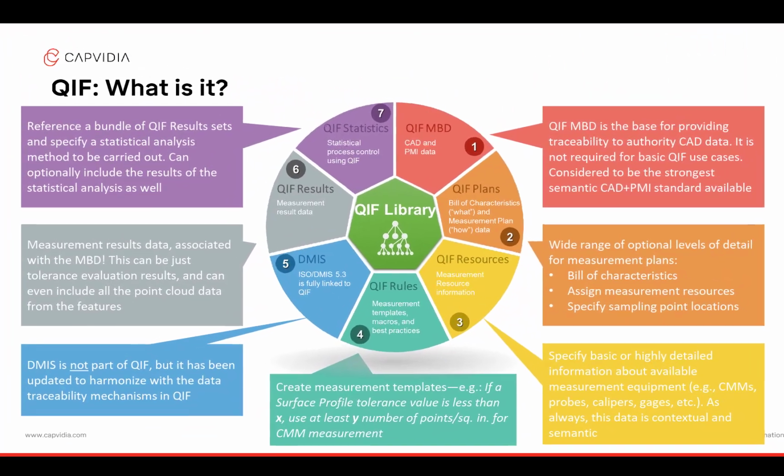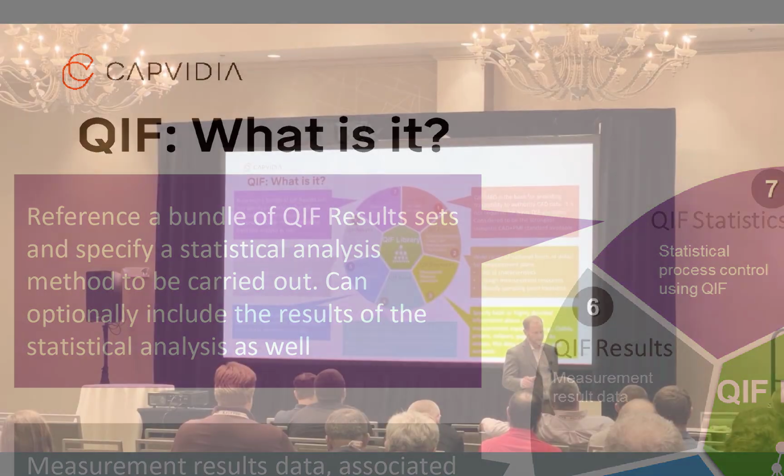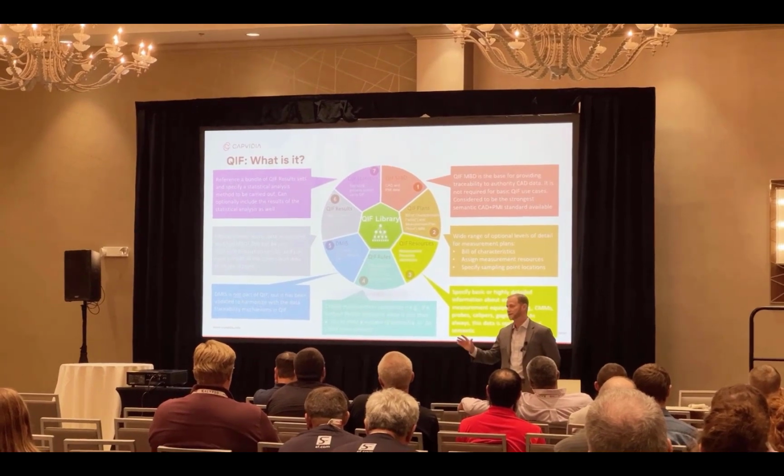And then the final one, number 7, is QIF statistics. This is just the ability to specify statistical methods that you're going to apply to your different characteristics, and then optionally some of the results from some of these statistical analyses. So that's QIF. That's a real high-level overview of QIF.